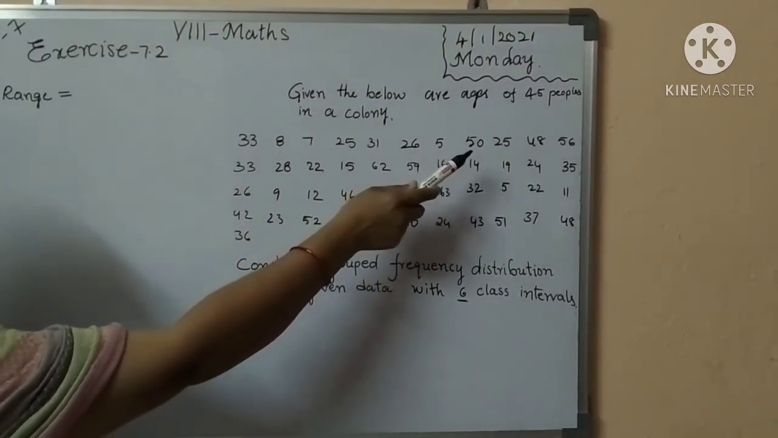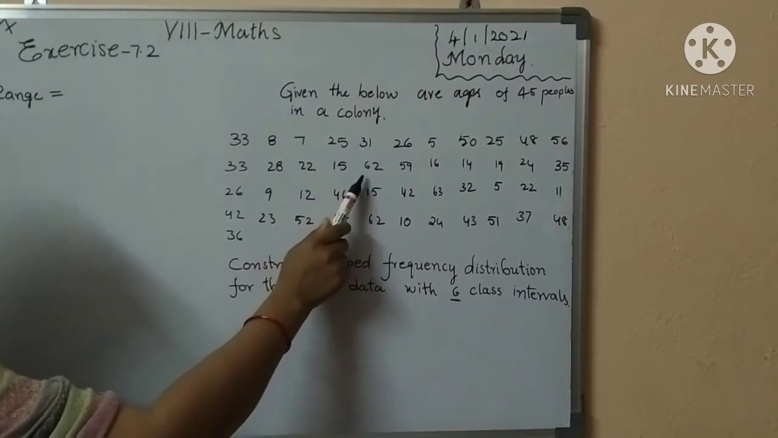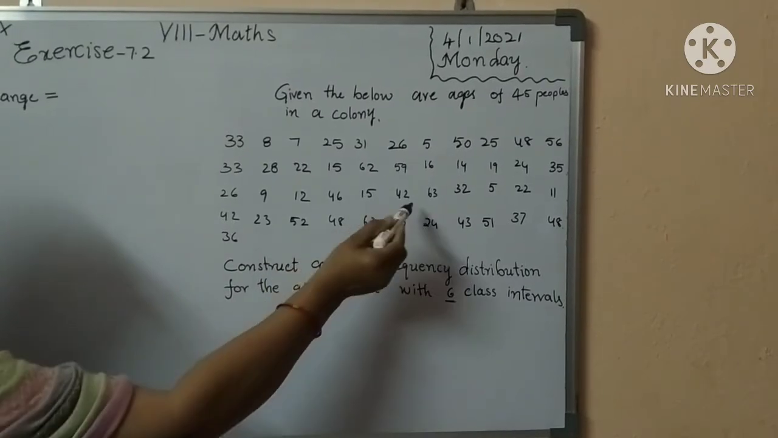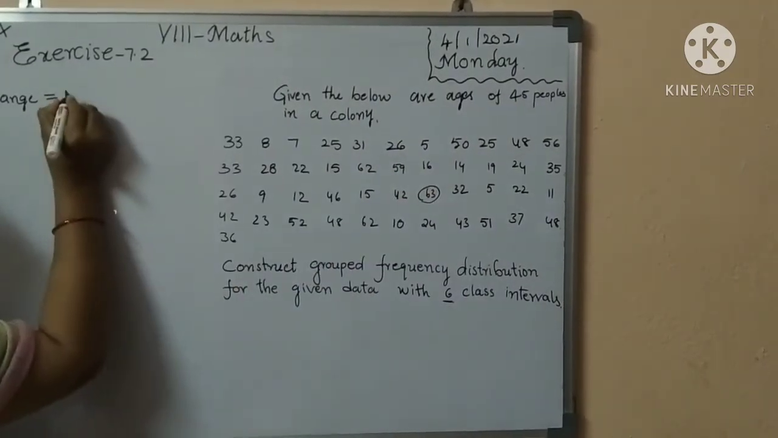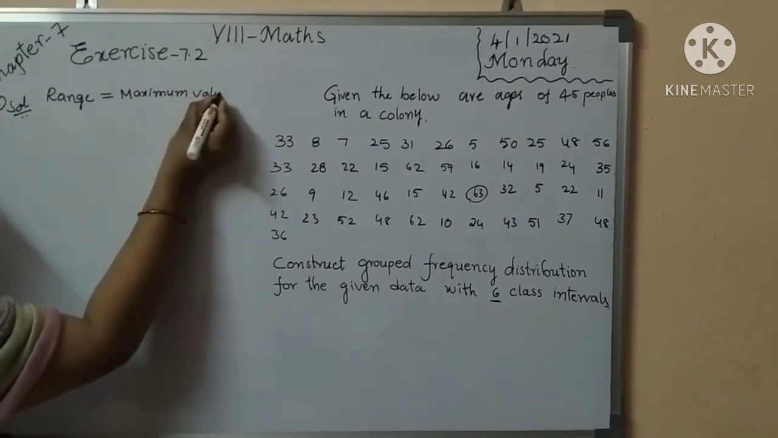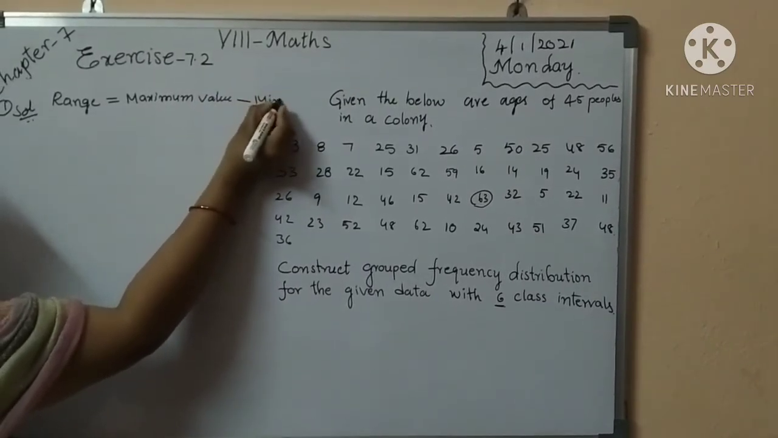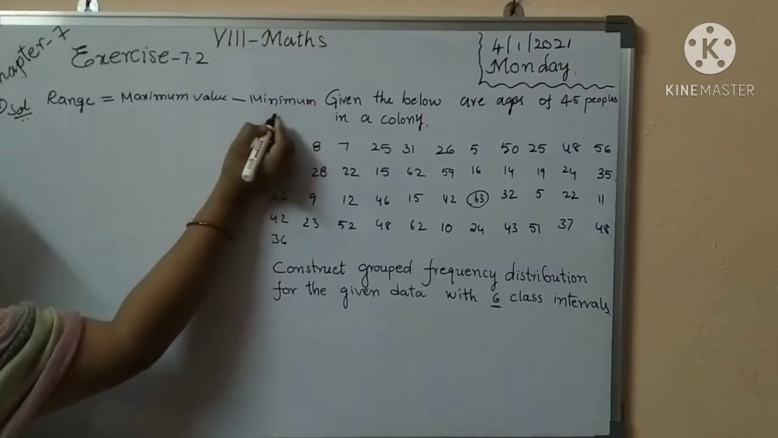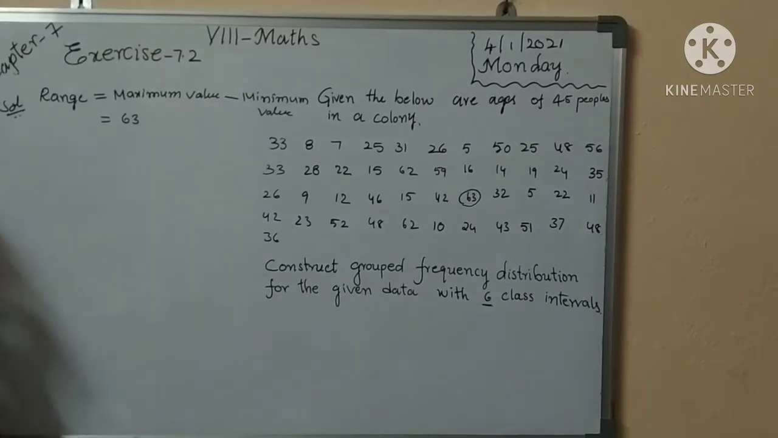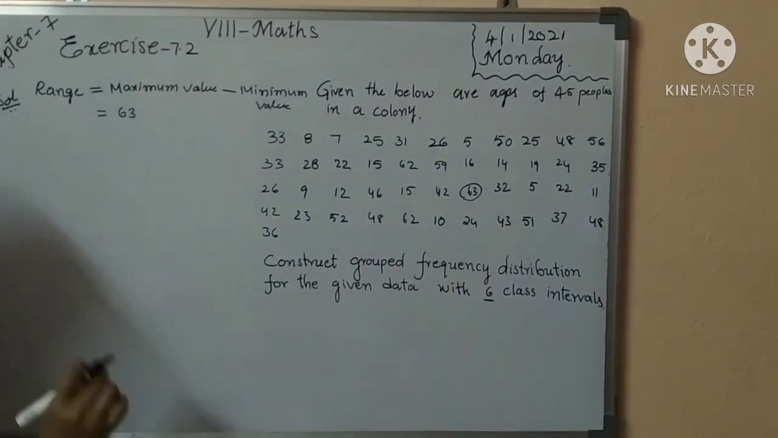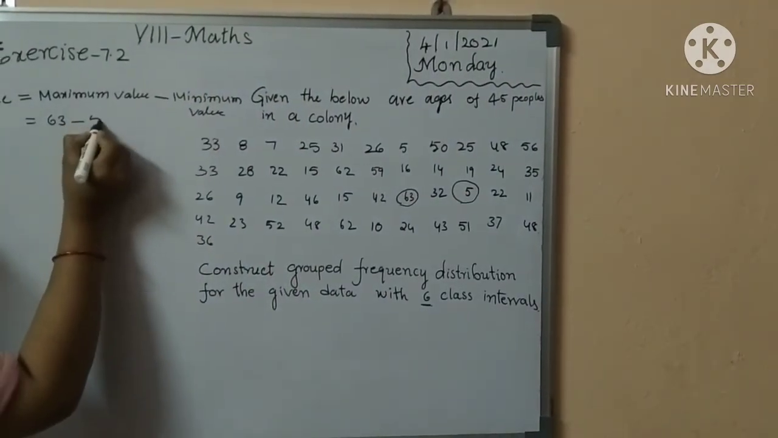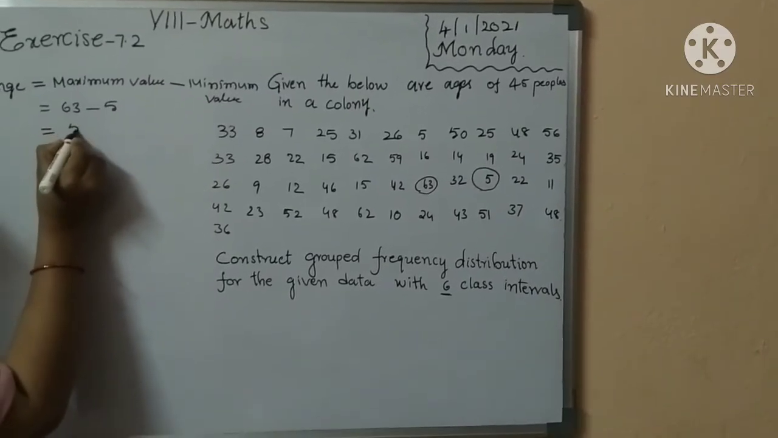26, 50 is there, 56 is there in the first line, and in the second line 62 is there, and in the third line 63. Fourth line, no. So here the maximum value minus the minimum value. The maximum value is 63. Minimum value means the least number. What is the least age? The least age is 5. So 63 minus 5 is 58.